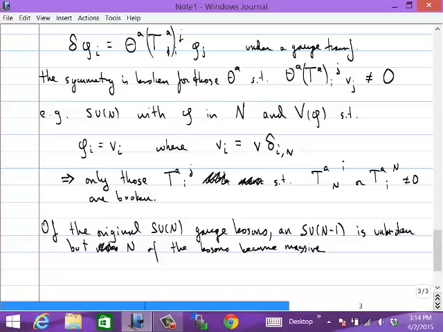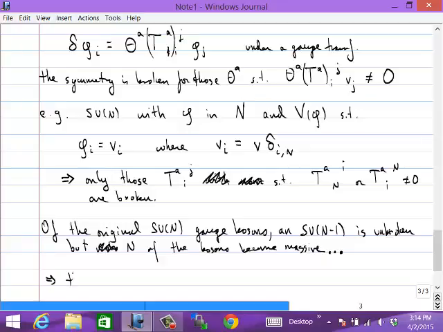Is that clear? Are there any questions on that? If that's not 100% clear, don't worry. On your problem set, you're going to work out the analogous case for an adjoint scalar field instead of a scalar field transforming in the fundamental representation. So maybe just to make this a little bit more clear, we can talk about the field content of this Higgs SU(N) gauge theory in a little bit more detail.